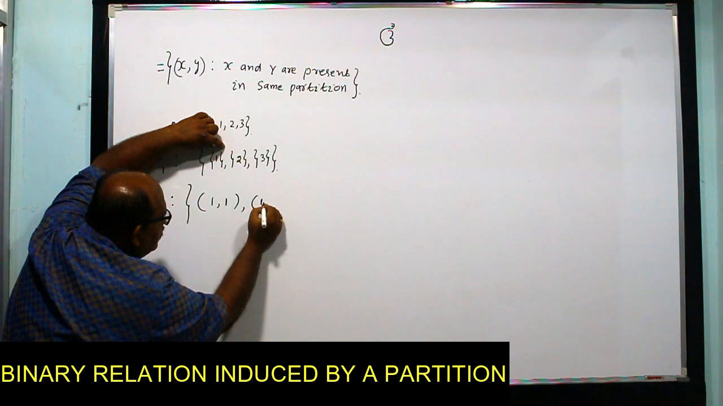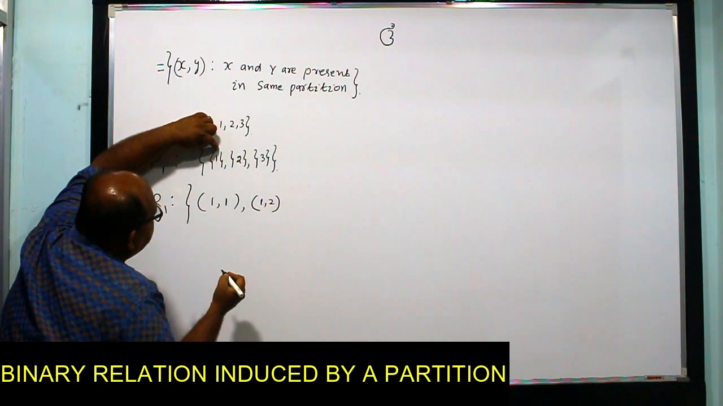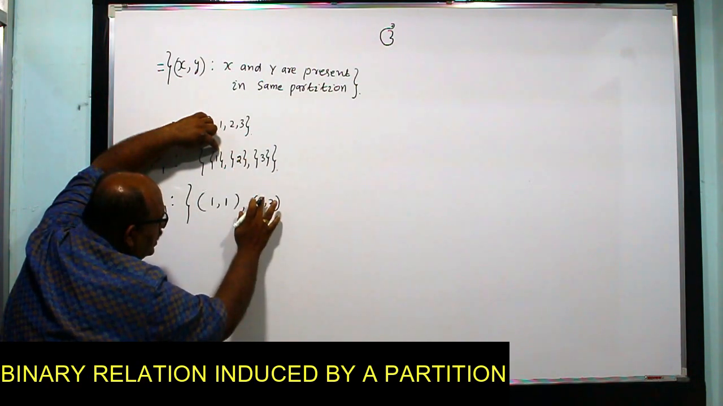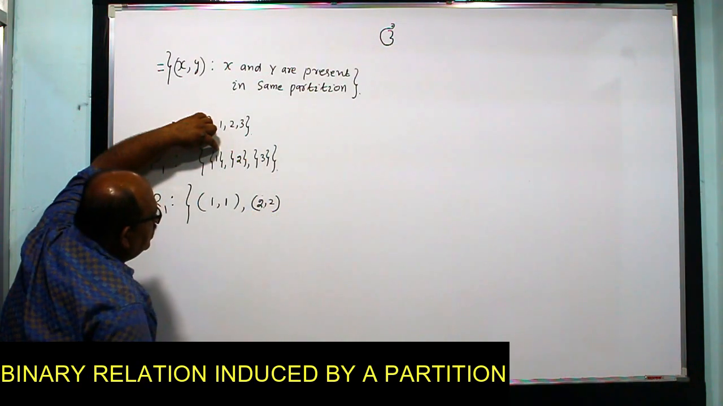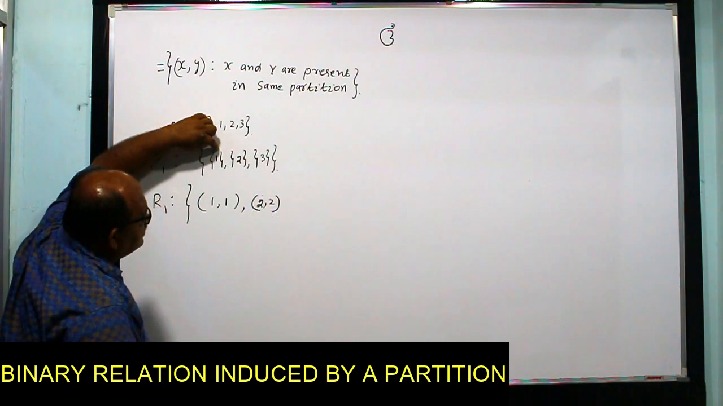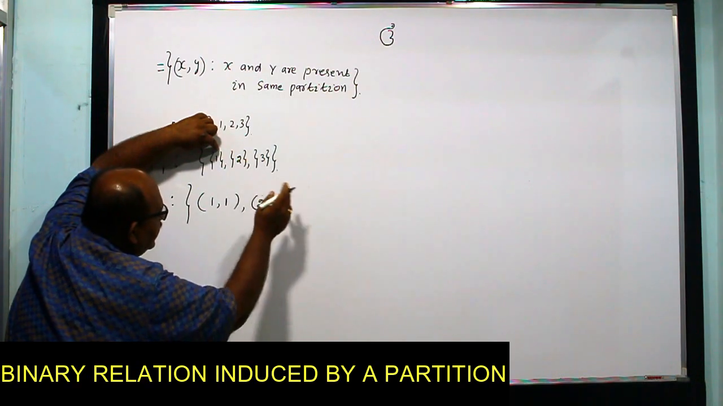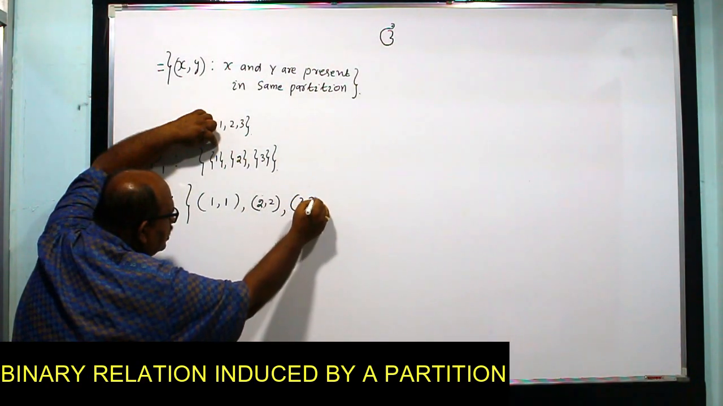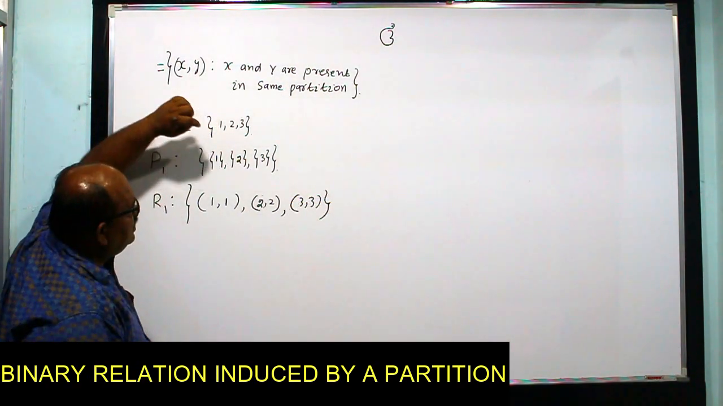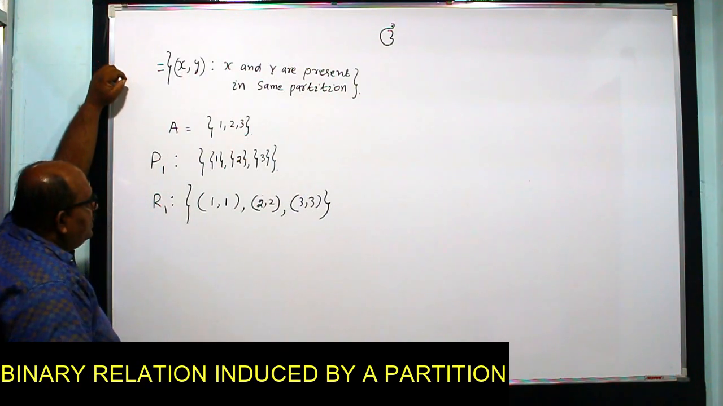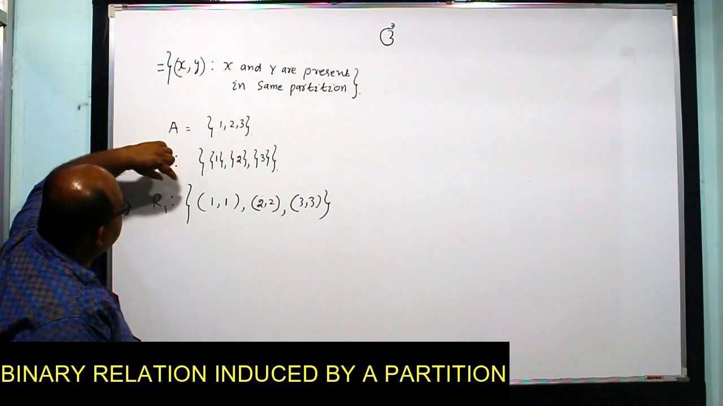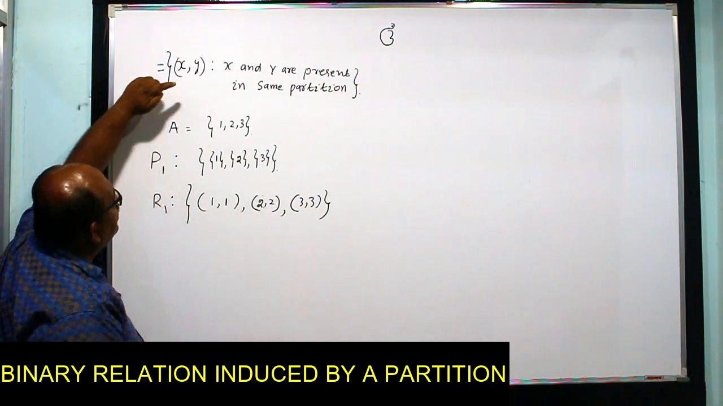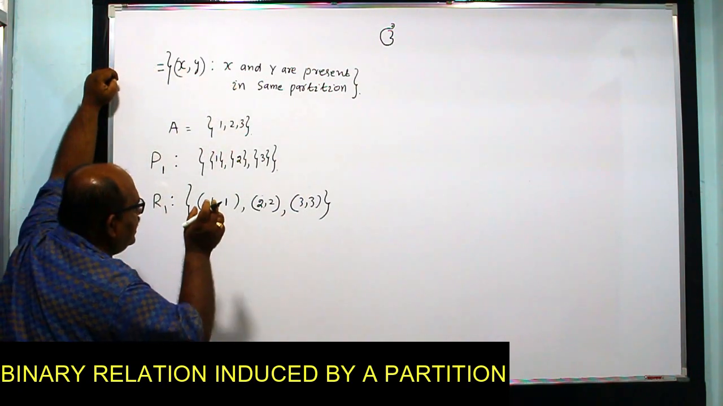Now I cannot write (1, 2) because 1 is present in one partition, 2 is present in another partition, so I cannot write (1, 2), but I can write (2, 2) because they are present in the same partition. Similarly, I cannot write (2, 3), I cannot write (1, 3), but I can write (3, 3) because they are present in the same partition. Understood? When writing the relation induced by a partition, consider ordered pairs (x, y) and remember both x and y are present in the same partition.